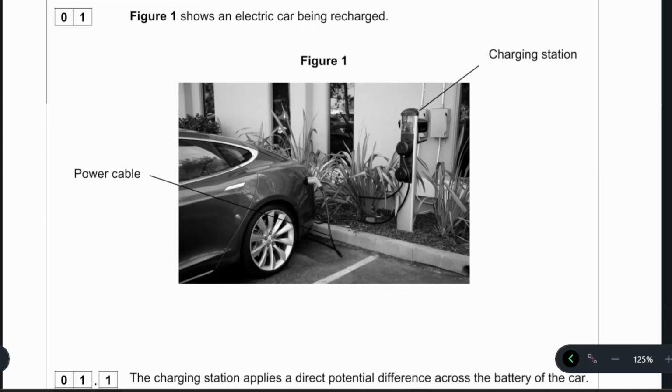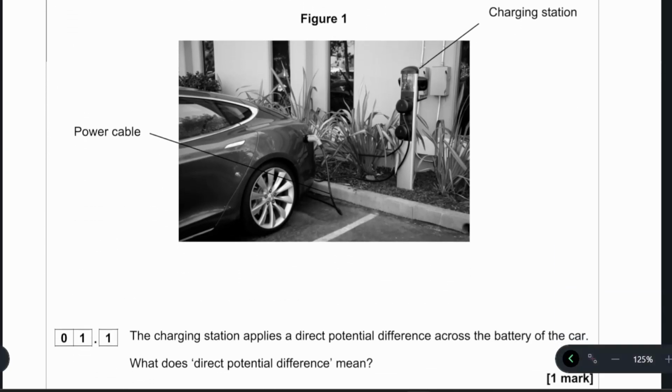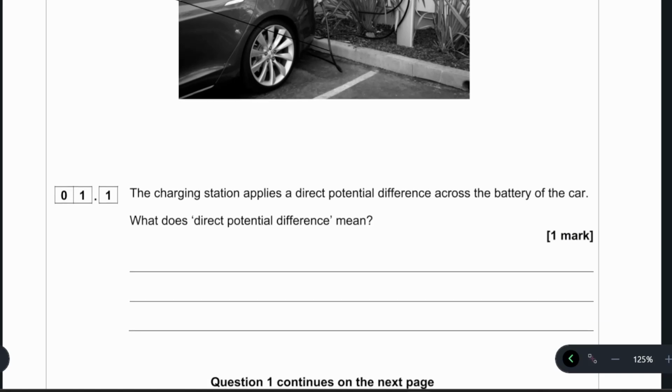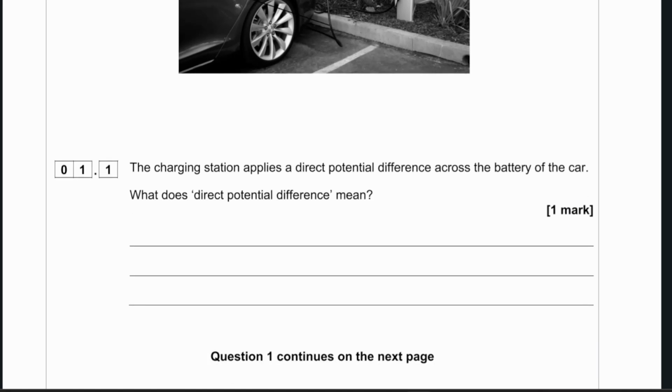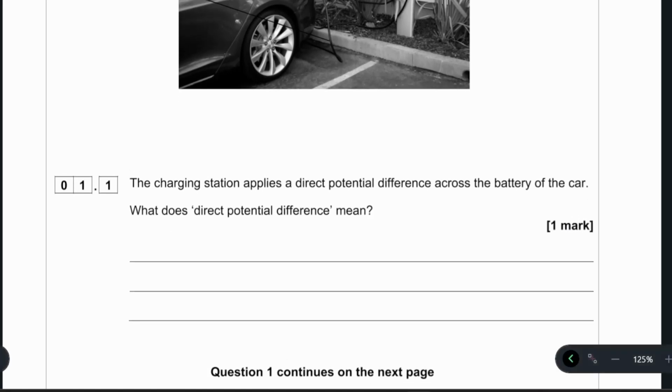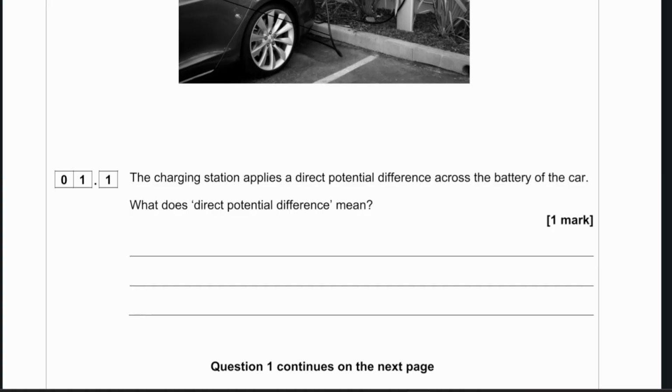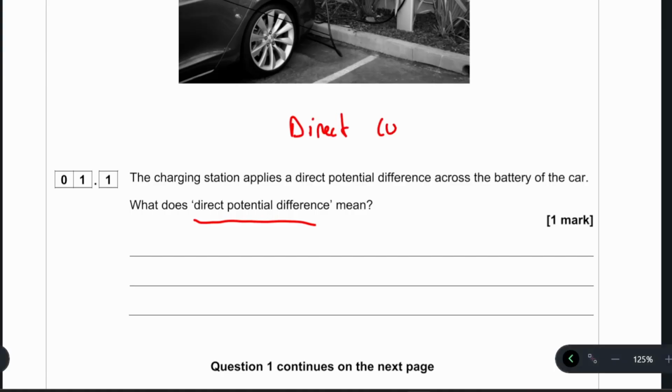So question 1, we've got an electric car being recharged. We've got a nice diagram there. And the charging station applies a direct potential difference across the battery of the car. What does direct potential difference mean? This term we might not have come across before, but one term we will have come across before is direct current, or DC. Now direct current, we should be very familiar with what that is.